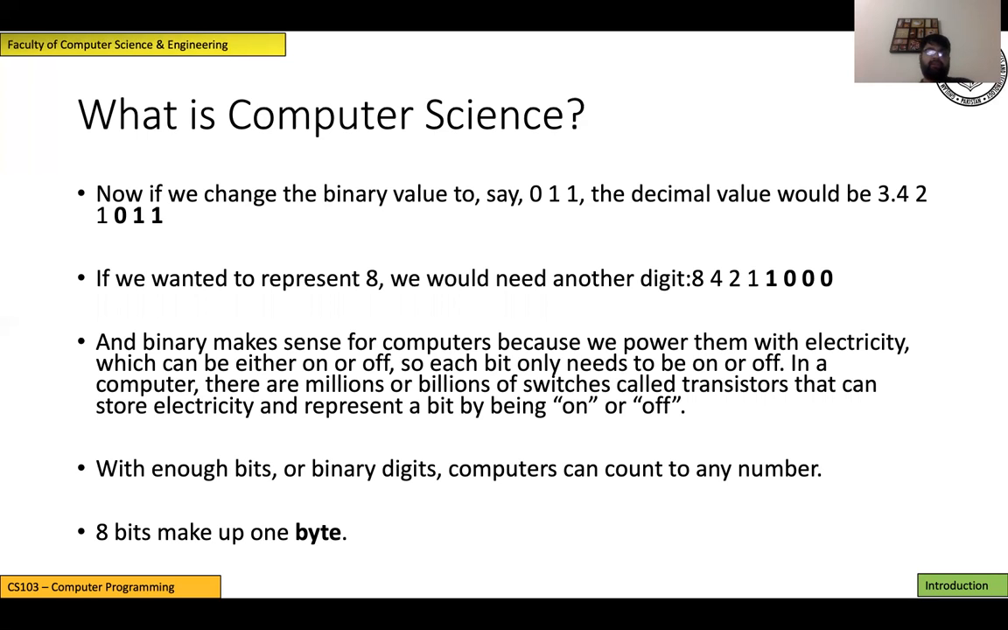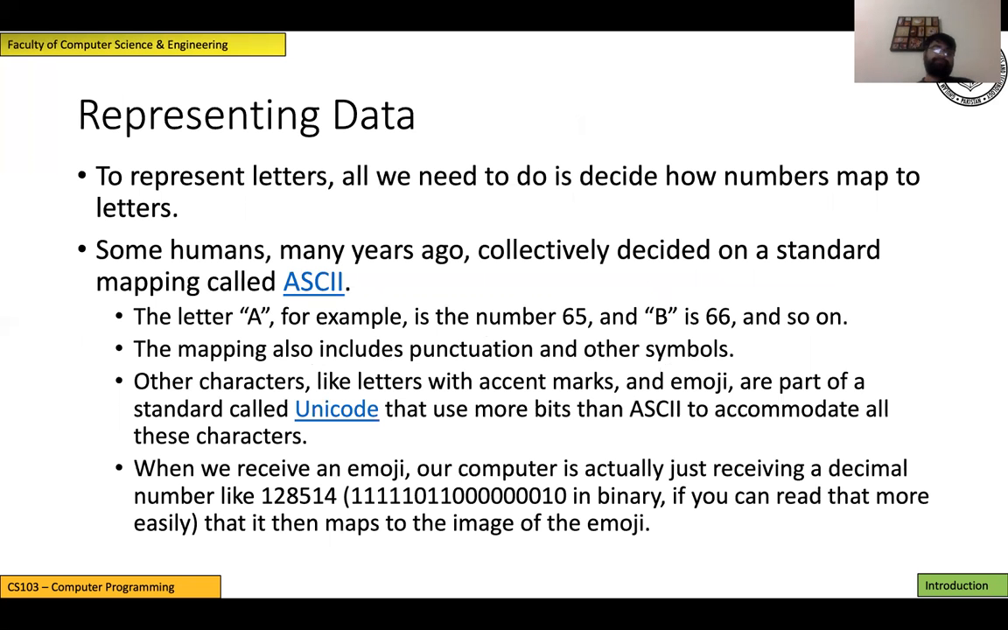But typically what you need to know is that 8 bits make up 1 byte. So 1 byte is 8 bits stored together, and those bits can have values from all zeros to all ones. To represent all letters in data, we need to decide which number maps to which letter. There's only that mapping that goes on, and it was decided many years ago collectively on a standard mapping, which we now call ASCII.